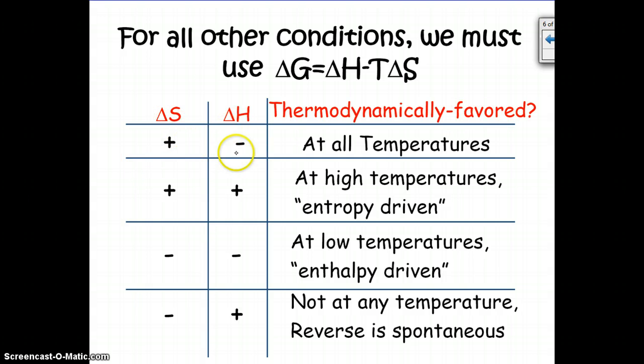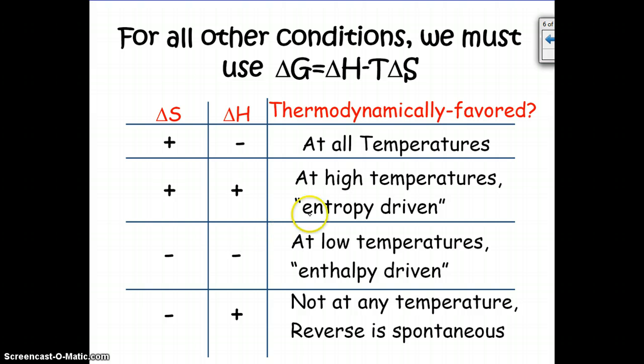We know that a positive S and a negative H is always going to be thermodynamically favored. But let's talk about the easiest case first. The exact opposite of a positive S and a negative H would be a negative S and a positive H, okay? This is not ever going to be favored, at any temperature, but if you reverse the reaction, then you would reverse the signs of your delta S and delta H, and then you would be favored at all temperatures, okay?